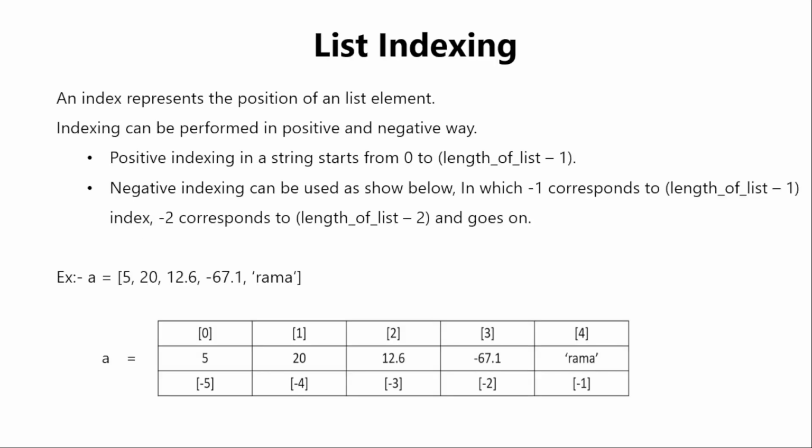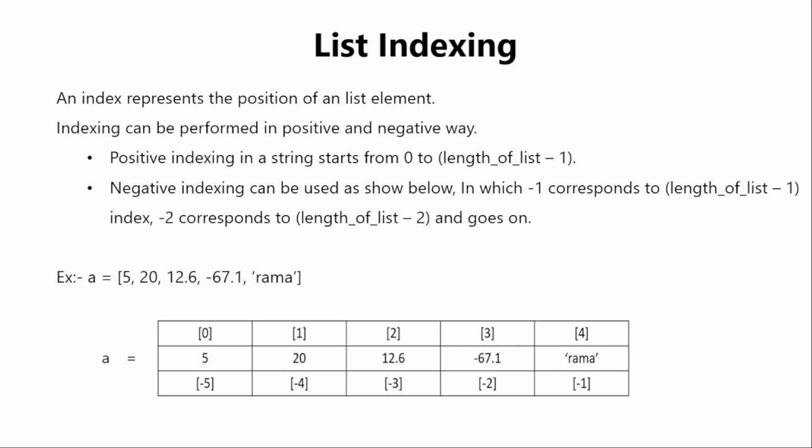Now let's move on to list indexing. Index represents the position of a list element. The same thing we explained in string, but here we are dealing with list, whereas in the previous session we dealt with string. Indexing can be performed in both positive and negative ways. In positive indexing, it starts from 0 to length of list minus 1.